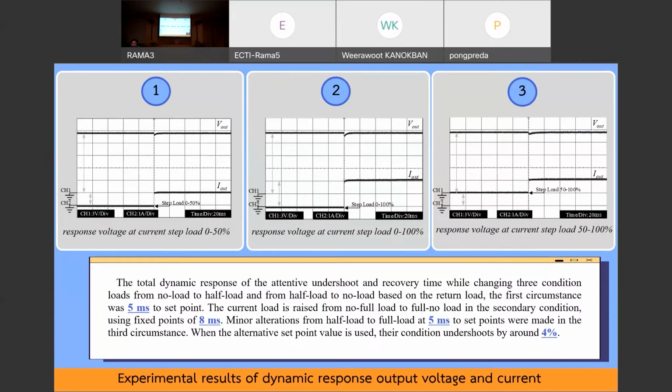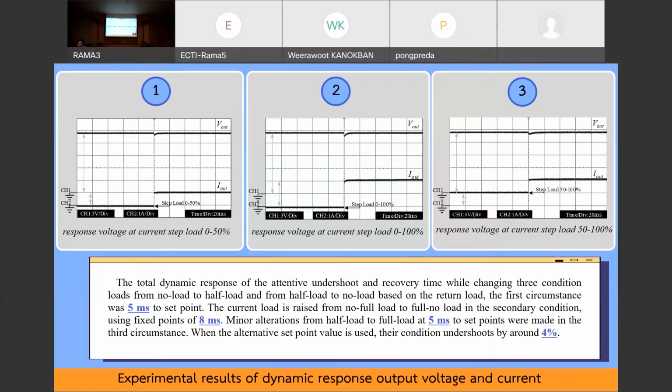The current load is changed from no load to full load in the secondary condition, taking about 8 millisecond. Minor undershoot from half load to full load at 5 millisecond to set point was made in the third condition when the alternative set point value is used. The condition undershoots by around 4%.